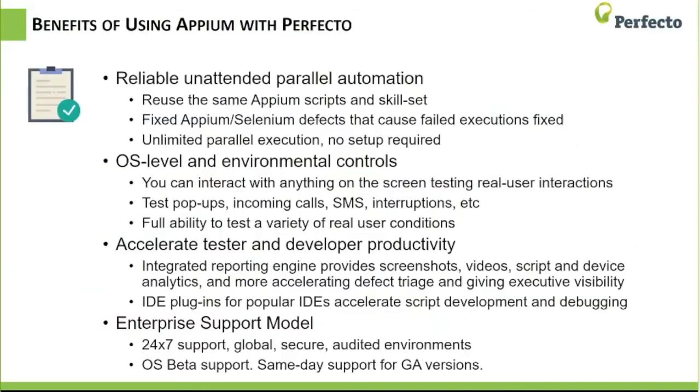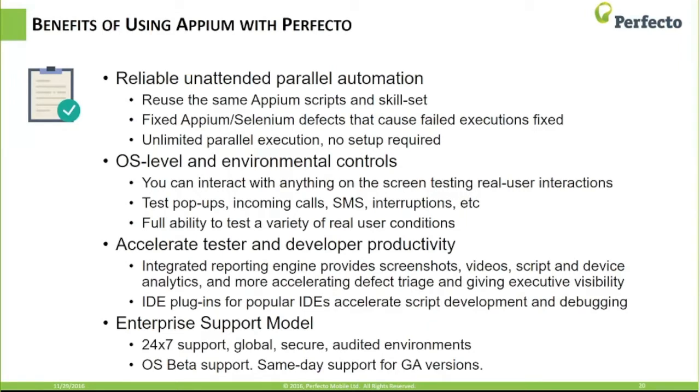So what are some of the benefits of using Appium with Perfecto? Well, they're numerous, but I kind of picked a few that, in my opinion, are the most important. So first of all, this combination gives you reliable, unattended parallel automation. You can reuse the same Appium scripts that your customers already have, right? So if there is an automation team that is already using Appium, there is usually none to very minimal changes that need to be done to those scripts in order for them to be able to run on Perfecto.